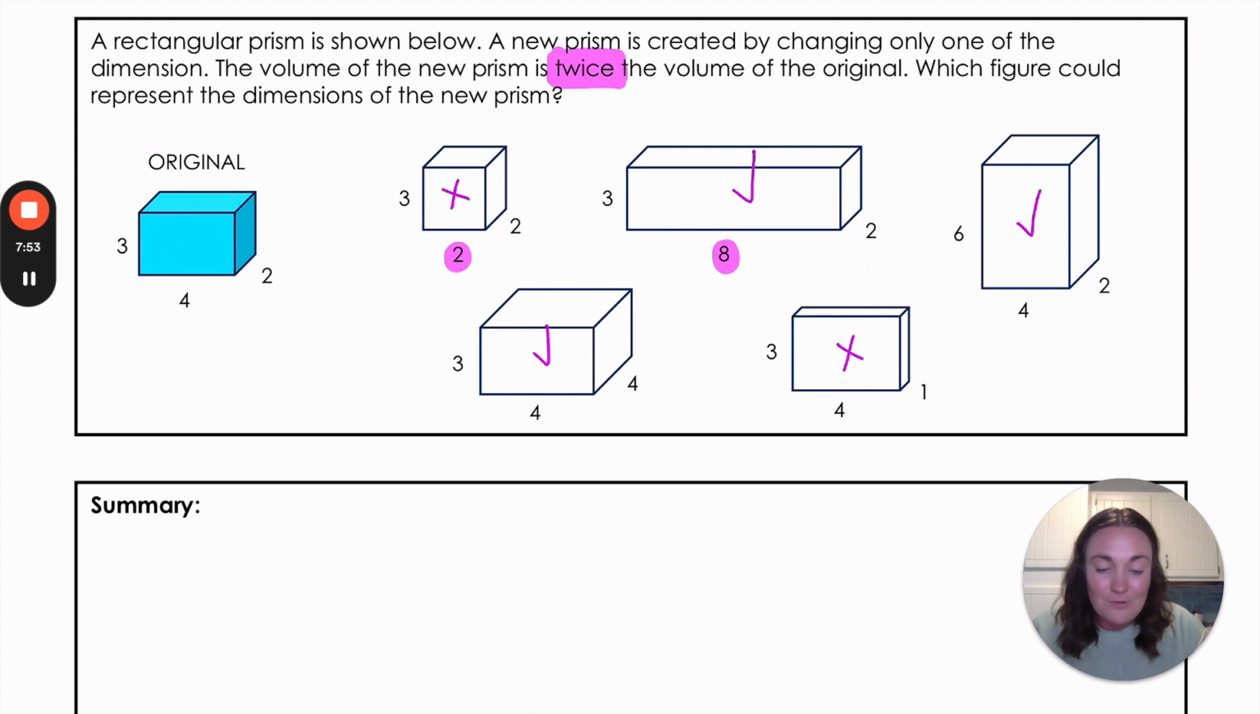And notice that they only changed one number at a time, which I stopped highlighting here. We're really just focusing on that one number at a time. All right, so hopefully we're feeling more confident in what happens when we change attributes of rectangular prisms, and we can see what happens to the volume and what happens to the surface area.